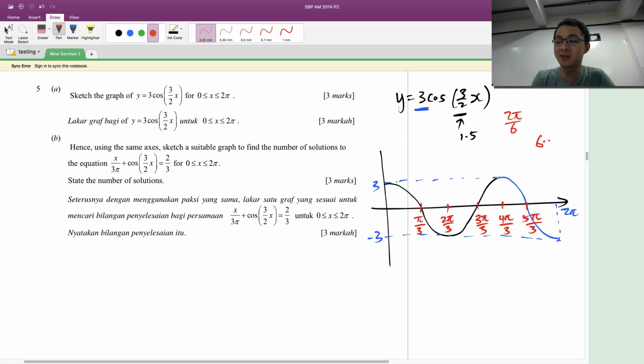Correct or not? Because 6 pi over 3 simplified, you will get 2 pi. Okay, the 3 pi over 3 you can simplify, become pi also. It's the same thing. Okay, this is how we got full marks on this one. So I'm going to write this as x, and then this one will be y. Okay, so far so good for the sketch graph part.